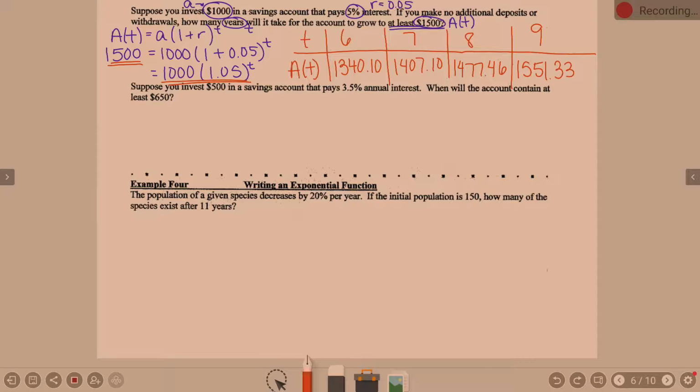Once I find one that's over 1,500, I want to backtrack and make sure that the one before it was not over 1,500. So how many years will it take for the account to grow to at least 1,500? 9. And my answer is 9 years.